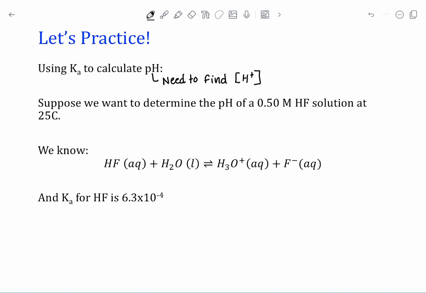So we know that if we take HF and react it with water, we're going to be in equilibrium with H3O plus and F minus. Since this is a weak acid, we know it has a Ka. We know that equilibrium constant from Appendix 4 in our textbook. It's also available in your ALEKS data tab as well. You'll have Ka values for your weak acids there as well.